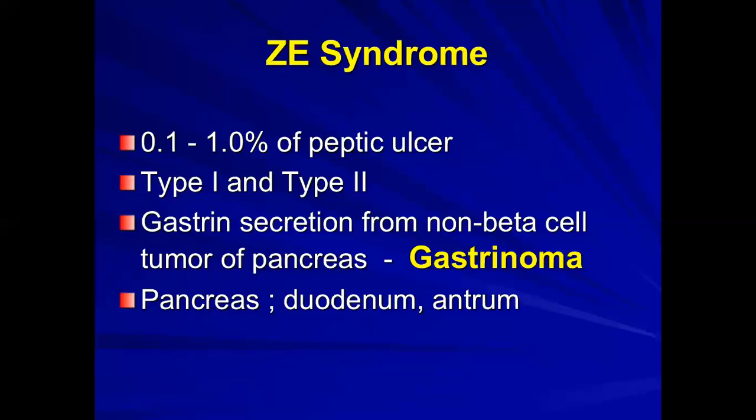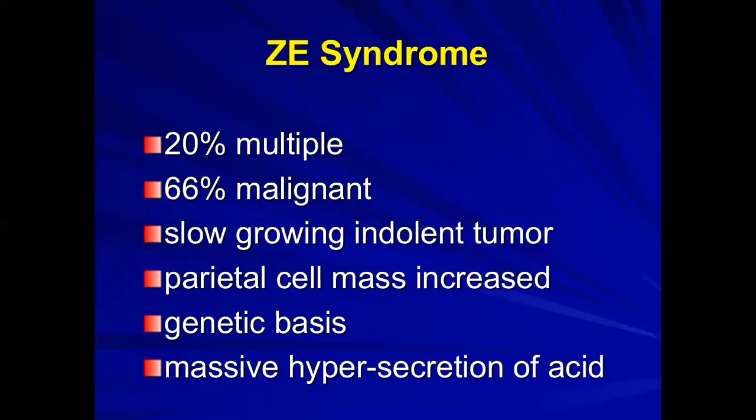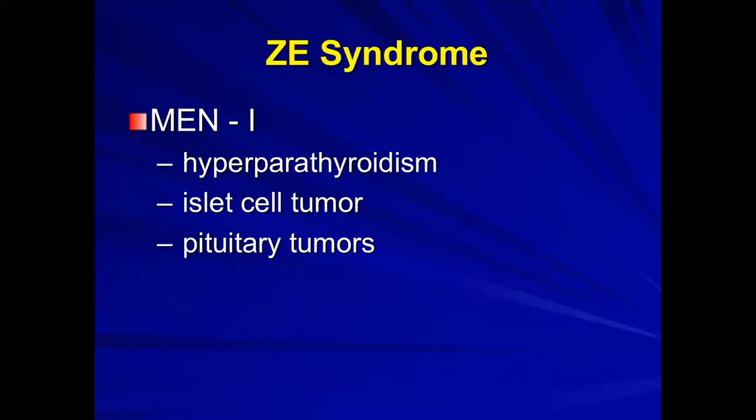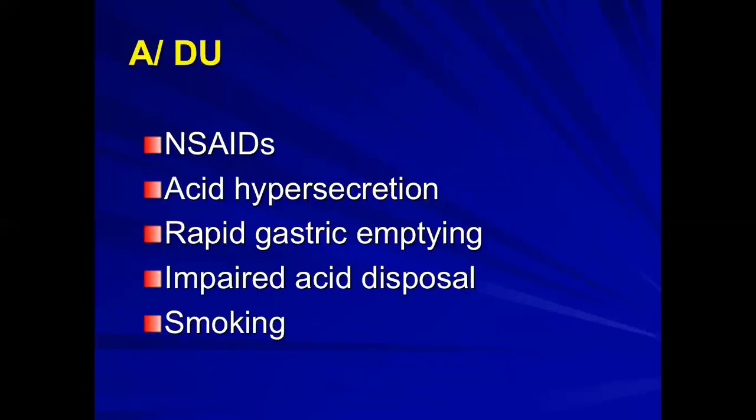The common sites for gastrinoma are the pancreas, duodenum, and antrum. In 20% of cases it is multiple. In 66% of the cases it is malignant. It's a slow growing indolent tumor. Parietal cell mass is increased in ZE syndrome, and there is some genetic basis in its pathogenesis, and it leads to massive hypersecretion of acid. So the mainstay of the treatment is proton pump inhibitors. Sometimes Zollinger-Ellison syndrome is associated with MEN1, hyperparathyroidism, islet cell tumors, and pituitary tumors.